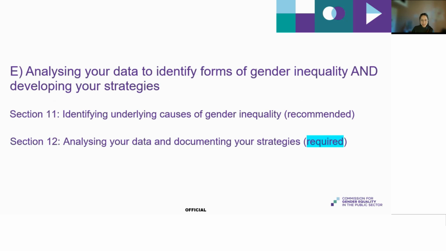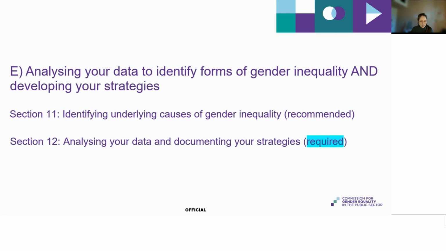Next, we have Part E, analysing your data to identify forms of gender inequality and developing your strategies. So, for Section 11, identifying underlying causes of gender inequality, this section is recommended. Summarise the underlying causes of gender inequality at your organisation. This might include findings from your consultation and research.